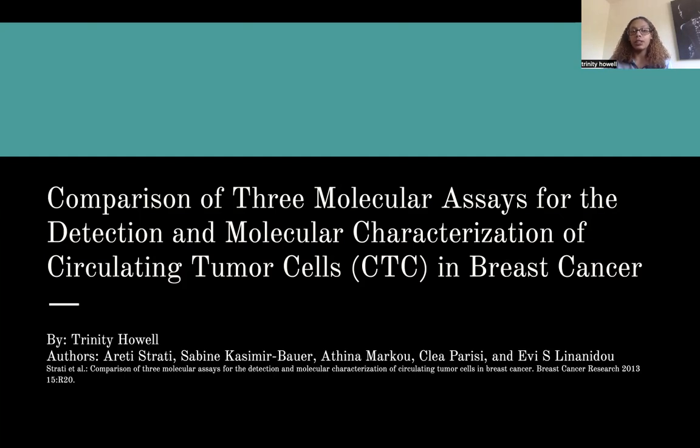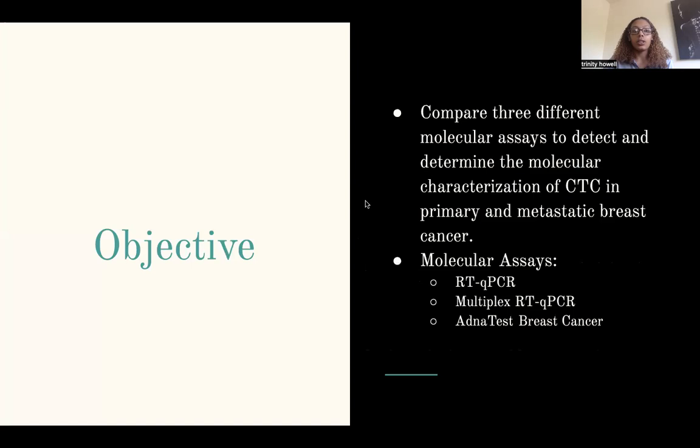And the article that I have chosen is the comparison of 3 molecular assays for the detection and molecular characterization of circulating tumor cells in breast cancer. So the objective of this study was to compare 3 different molecular assays to detect and determine the molecular characterization of circulating tumor cells in primary and metastatic breast cancer. The molecular assays that were used were the RT-qPCR, the multiplex RT-qPCR, and the ADNA-test breast cancer.